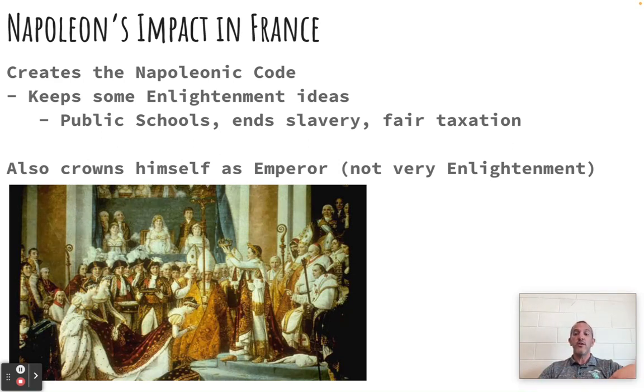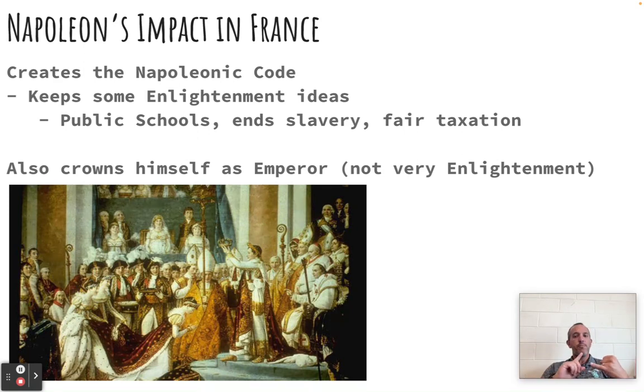Now, I wanted to point out as well an irony of this. We're supposed to be promoting Enlightenment ideas and democracy. An emperor is the opposite of that. You can't be an Enlightenment thinker and promote Enlightenment ideas and be a monarch. It's just that's not how it works. However, here's what he does. He does create a Napoleonic code, and a Napoleonic code is a law code that he creates that does keep Enlightenment ideas in France. So it's not like we're going back to absolute monarchy, but he's not a true democratic leader. He wasn't elected. He crowns himself emperor, but he does keep some Enlightenment ideas.